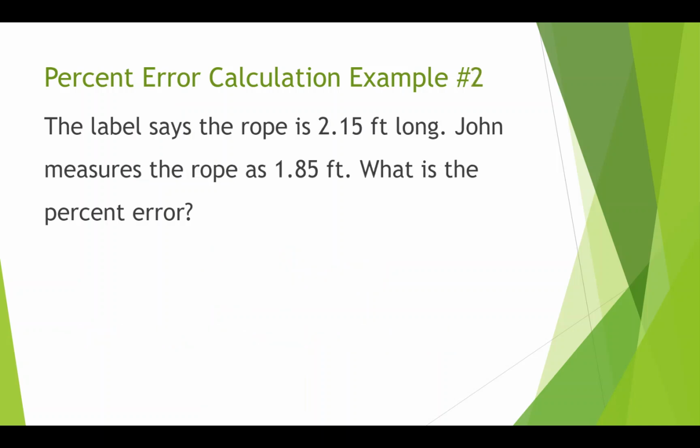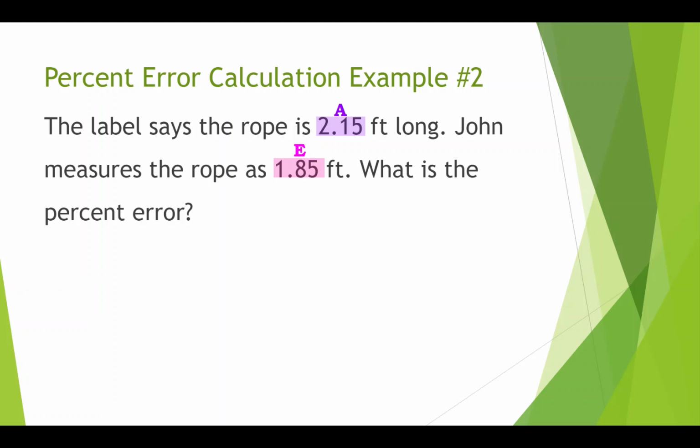In our second example, John's trying to measure some rope. The label says the rope is 2.15 feet long. John measures a rope as 1.85 feet. What is his percent error? So the label is the accepted value. That's how much there should be in that container, in that package. John measures the rope as 1.85. That's his experimental attempt at measuring the rope. He did the best he could. It may or may not be perfect.